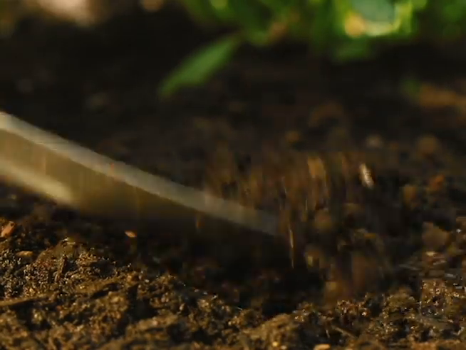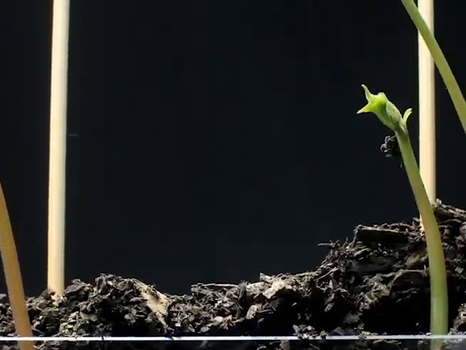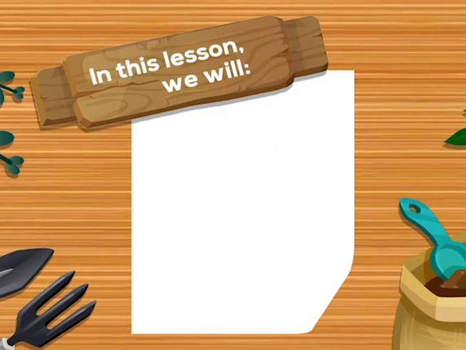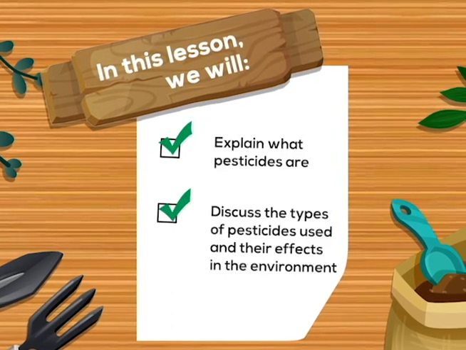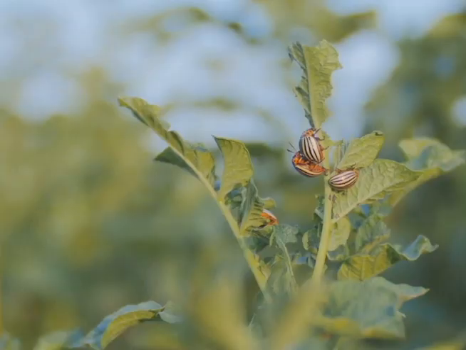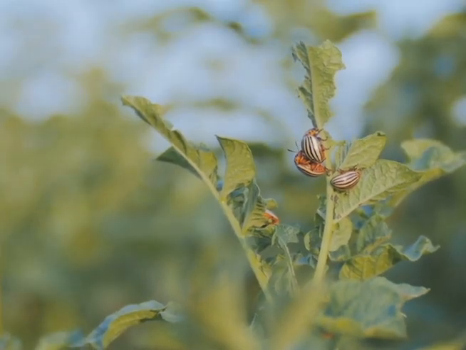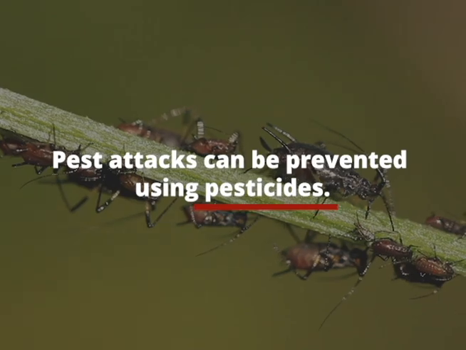We have learned in the other lesson the importance of fertilizing the soil where we will plant our vegetables. Now, we need to make sure to protect them so that pests won't be able to destroy them. In this lesson, we will explain what pesticides are and discuss the types of pesticides used and their effects on the environment. Pests are a headache for farmers. They attack crops and waste the time and efforts of our beloved farmers. But pest attacks can be prevented using pesticides.